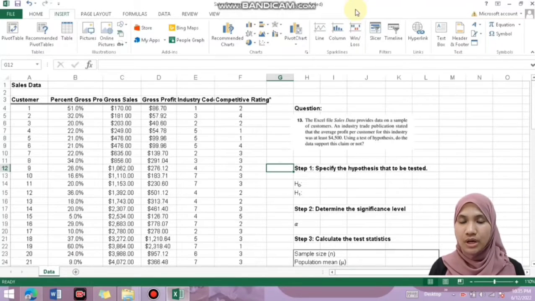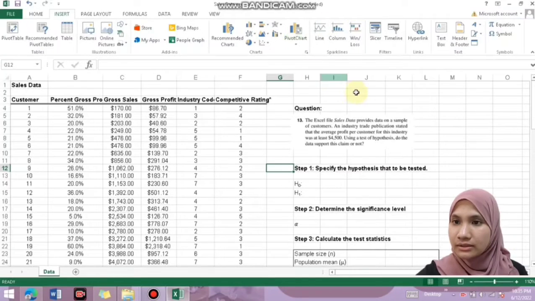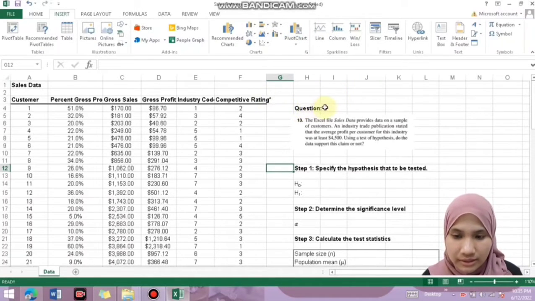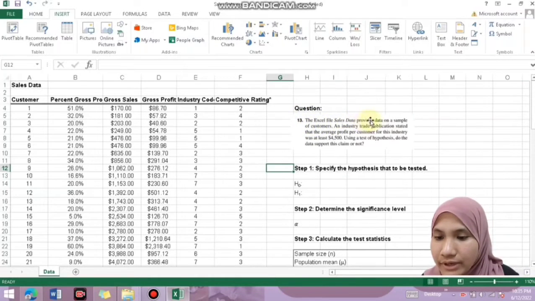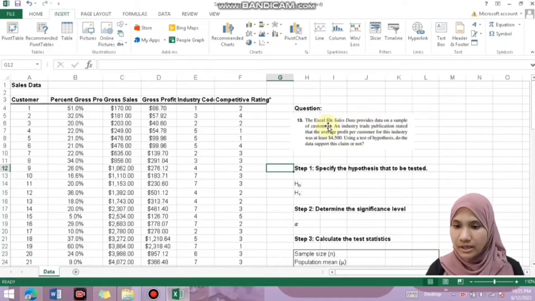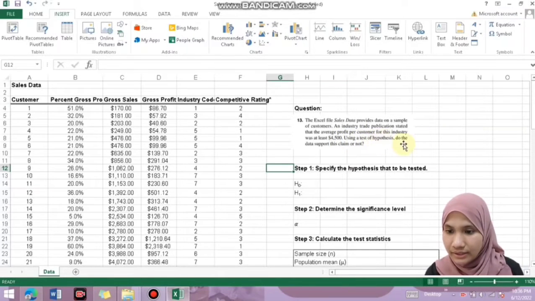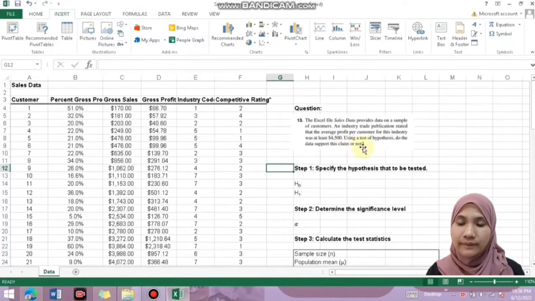For this assignment 2, I would like to present the answer to my question, and this topic is related to hypothesis testing. So first, my question is: the Excel file sales data provides data on a sample of customers. An industry trade publication stated that the average profit per customer for this industry was at least $4,500. Using a test of hypothesis, do the data support this claim or not?